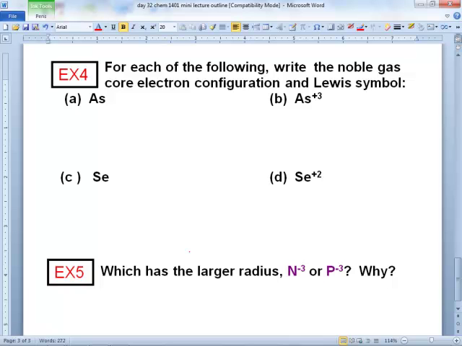Do all of them have to be in brackets? You can always do brackets, even if it's neutral; you just don't write a charge. So either way, you can use brackets.